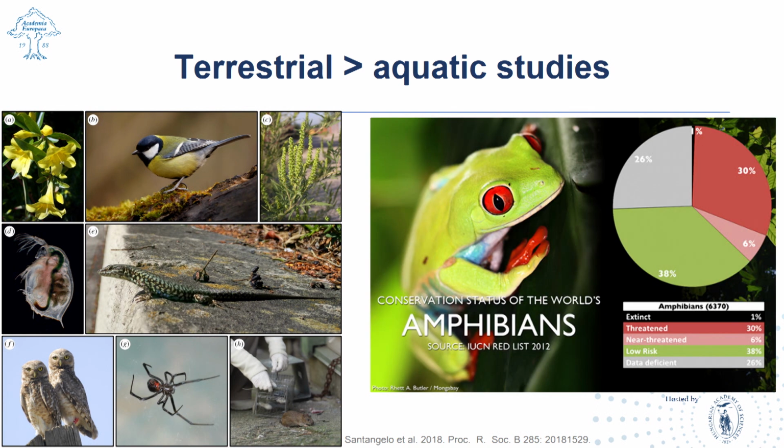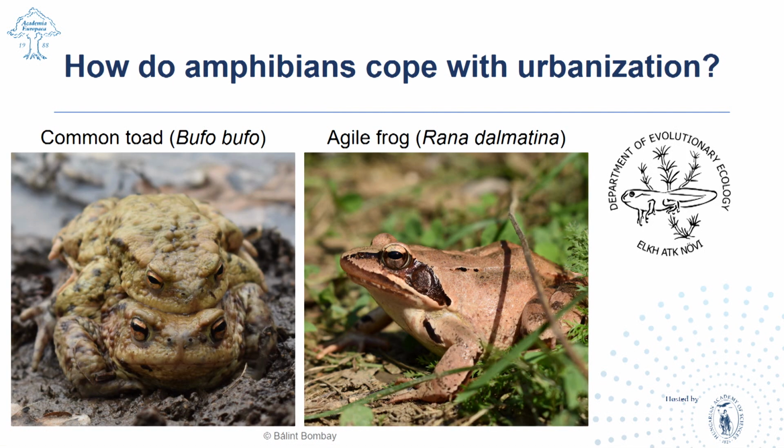This is the most endangered group of vertebrate animals, and they're important for both aquatic and terrestrial ecosystems. For example, their larvae can control eutrophication, their adults can eat a lot of pest insects. They're important for conservation for so many reasons. And so how do amphibians cope with urbanization? Which individual traits do they change, and how do they achieve those changes?